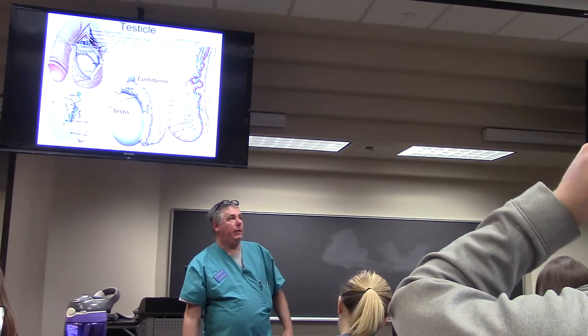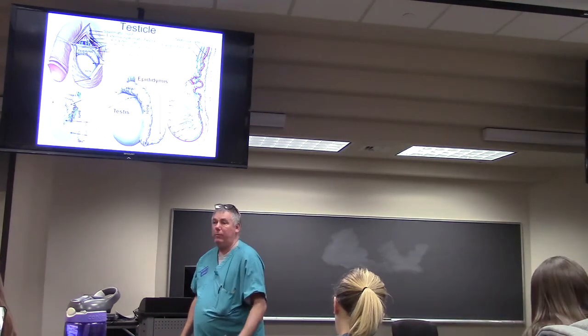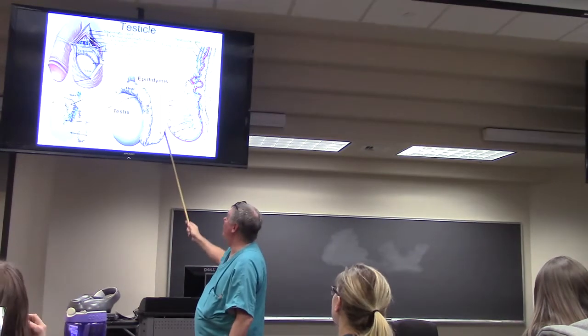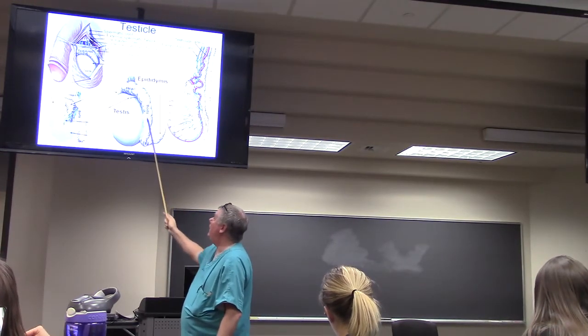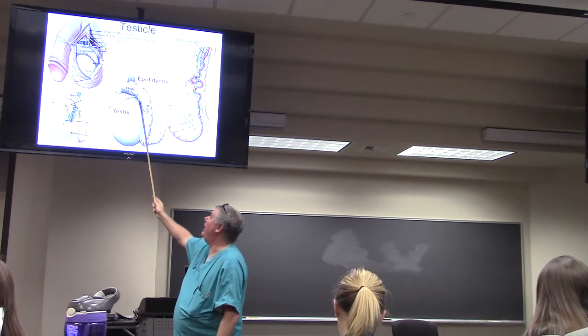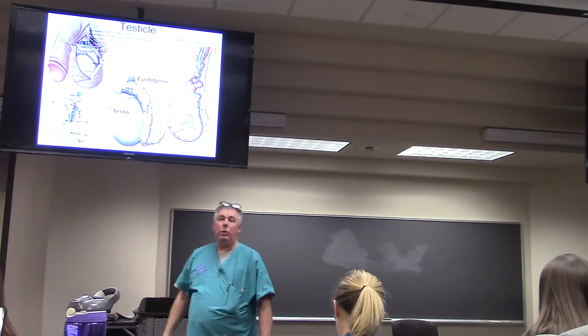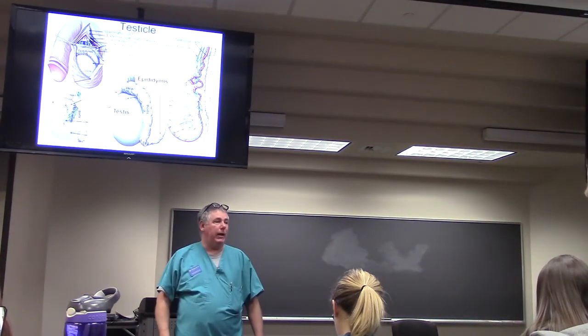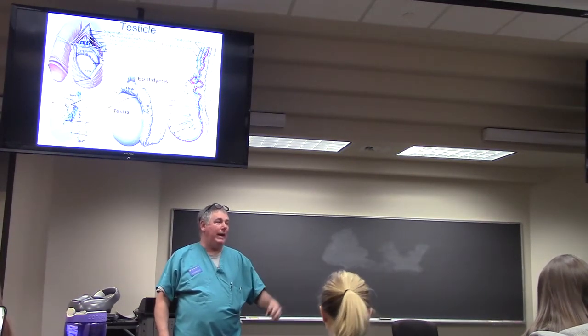Infection that travels, like from STIs, up through the vas deferens can infect the epididymis, that's epididymitis. It can even infect the testes, that's orchitis, O-R-C-H-I-T-I-S, like an orchid, orchitis.